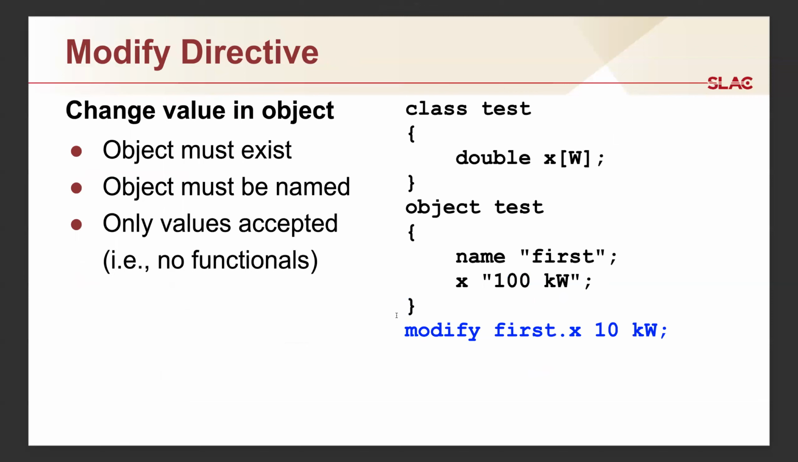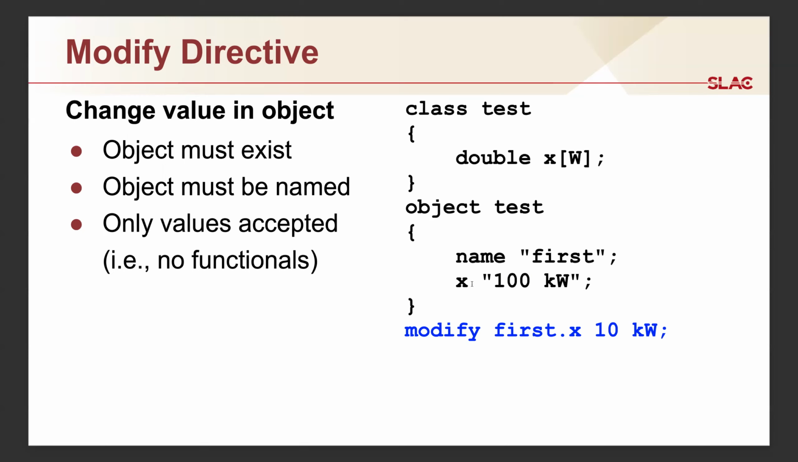Next is the modify directive. This directive is used to take an existing object and change values after the object has been defined. So you can see here that we've defined a class test, and it has a property X. The units of the property happen to be defined in watts. And then we define an object of that class.